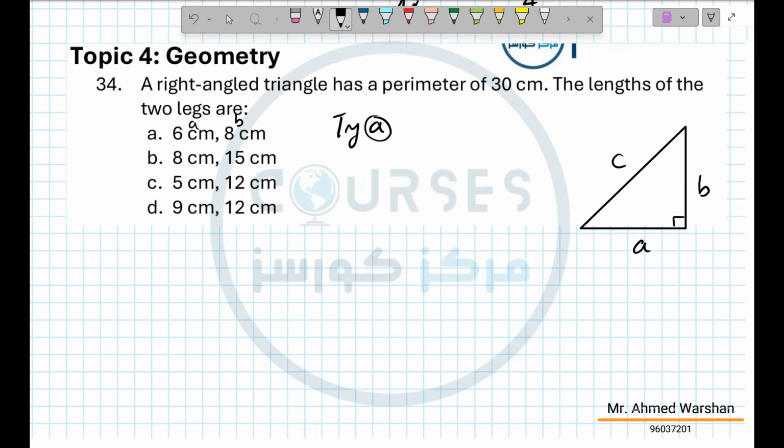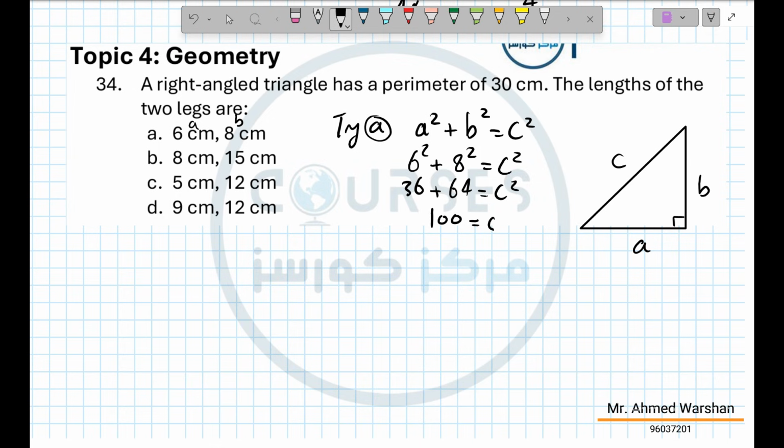So this is A, this is B. The theorem says A squared plus B squared equals C squared. So 6 squared plus 8 squared equals C squared. 36 plus 64 equals C squared. 100 equals C squared. Square root. So C is equal to 10.